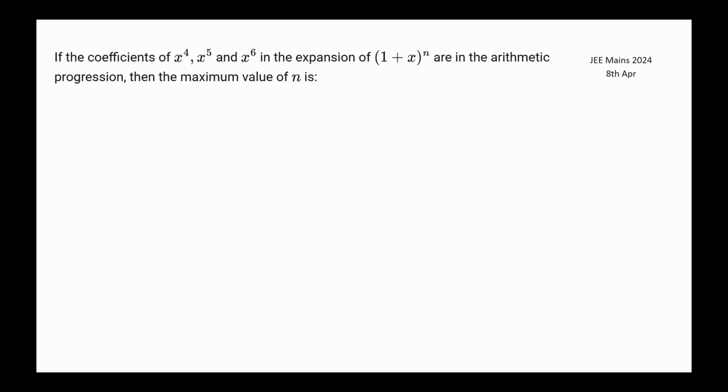If the coefficients of x to the power 4, x to the power 5 and x to the power 6 in the expansion of this are in arithmetic progression, then the maximum value of n is. Again, very simple question. We remember how the expansion of this used to happen. It used to be 1 plus x to the power n, this used to be nc0 plus nc1x plus nc2x square plus nc3 x cube plus dot dot dot, this goes up till ncn x to the power n.